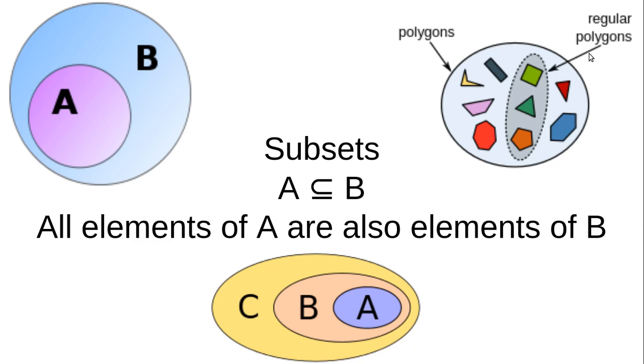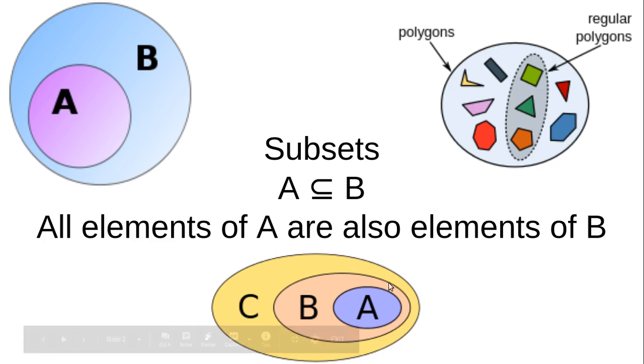Here's an example. Here are some regular polygons, and they are a set inside polygons here, and we can see that all the regular polygons are also polygons. So the set of all regular polygons, all the elements, are also elements of polygons. So regular polygons is a subset of polygons.